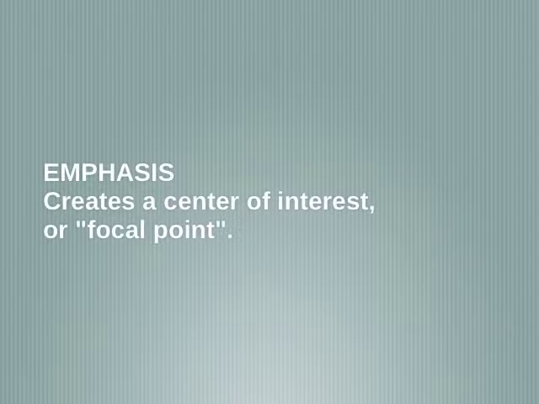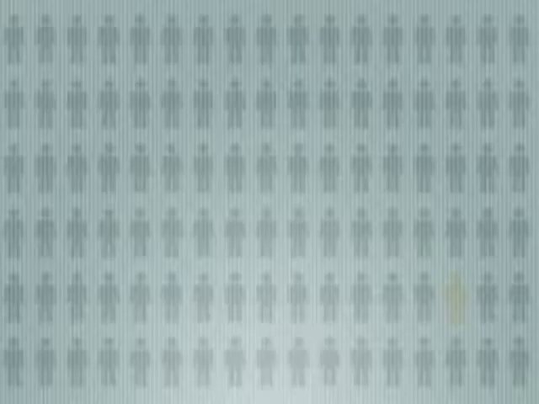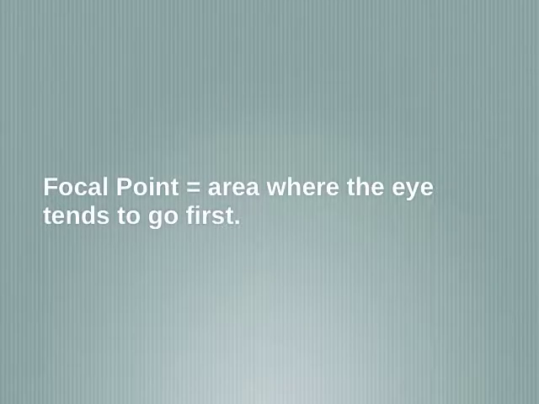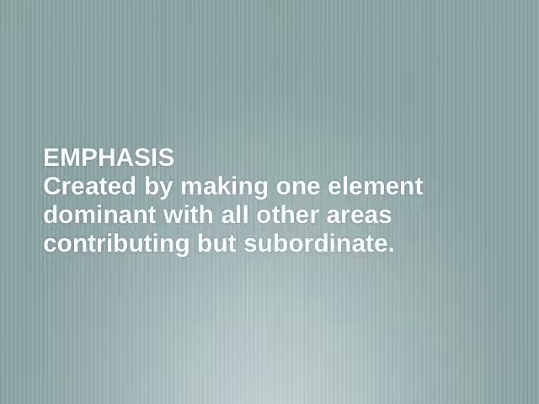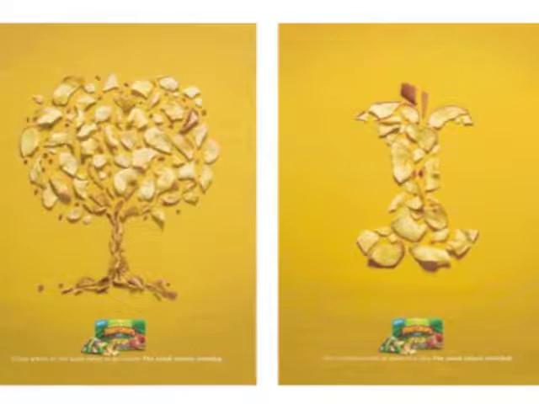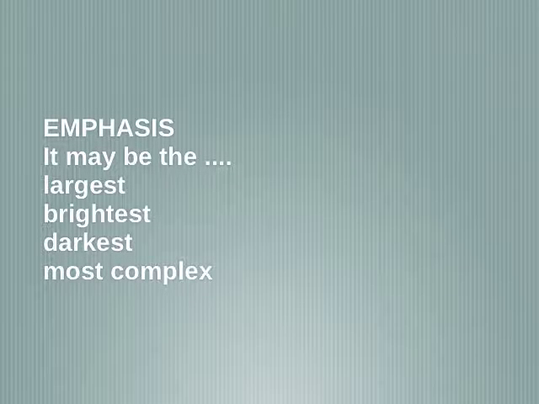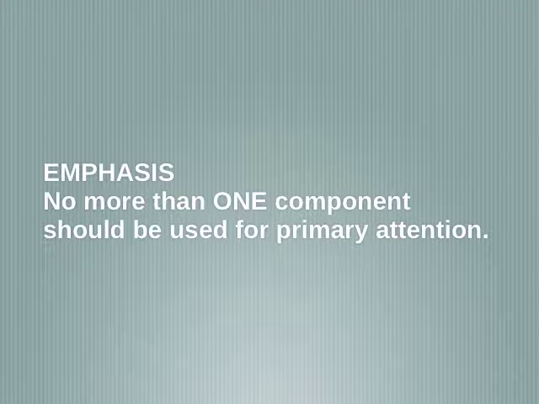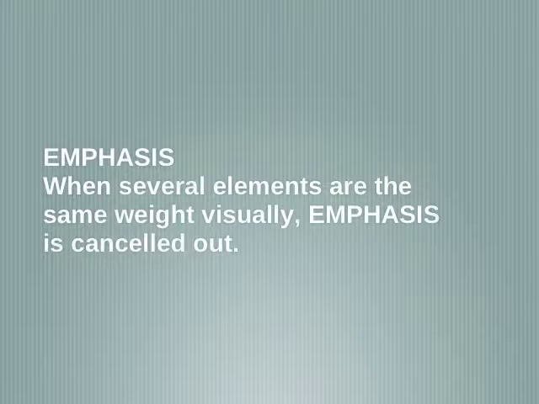One way of achieving emphasis is by creating a center of interest, or focal point. A focal point is the area where the eye tends to go first. The focal point is created by making one element dominant, or most important visually, with all the other areas contributing but subordinate. It may be the largest, brightest, darkest, or most complex part of the whole. No more than one component should be used for primary attention. When several components get equal billing, in that they're all the same weight visually, the emphasis is canceled out.